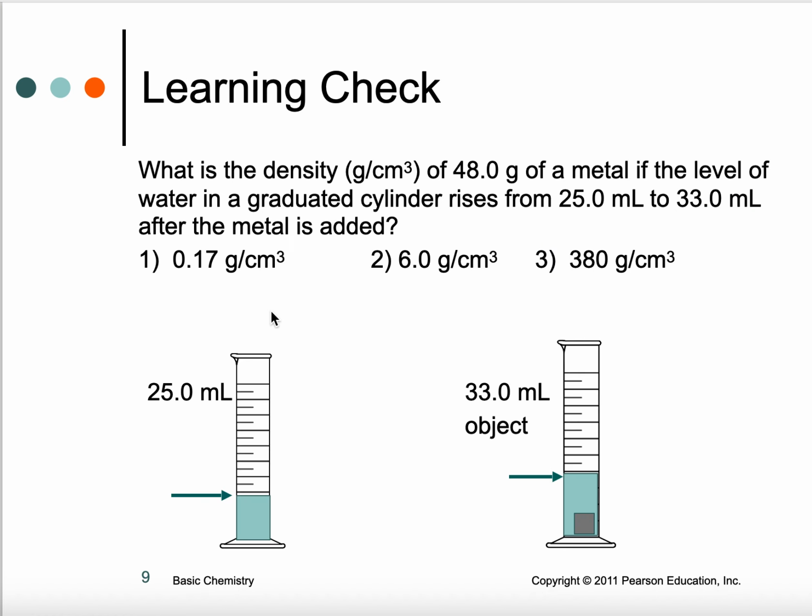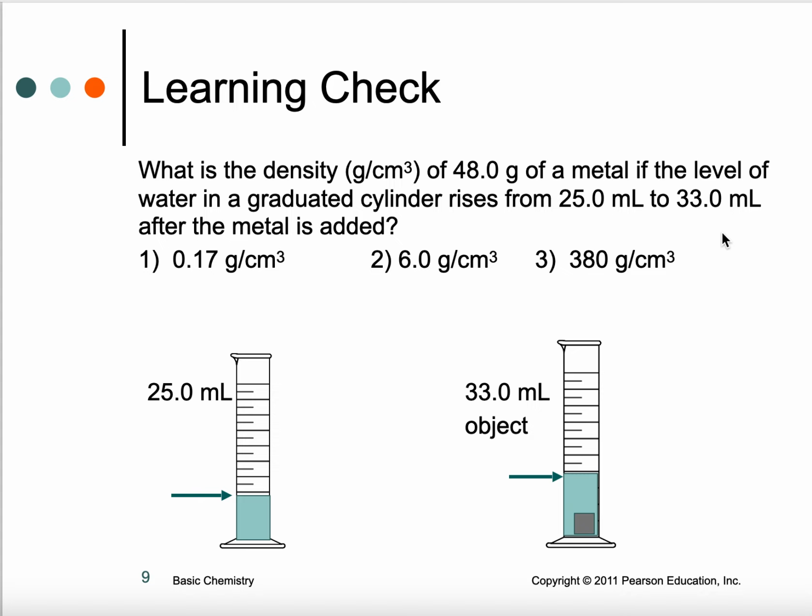Okay, so what's the density of 48 grams of a metal when you put it in the graduated cylinder, and it rises up to a certain point? Let's just figure out how to do this. From 25 to 33, you're going to subtract that, and that's your volume. And then your grams is going to go on top. Mass divided by volume. So 48 divided by that difference will give you the answer.